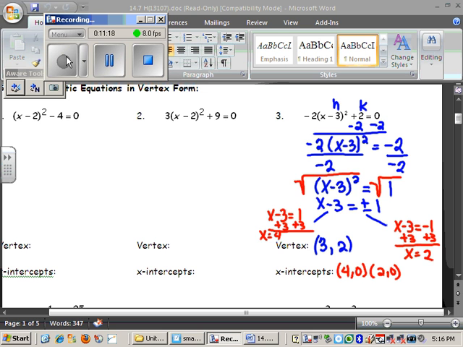Okay, here is the work for this equation, and you should have gotten your x-intercepts as (4, 0) and (2, 0), and your vertex should have been (3, 2). A couple things I want to point out before you pause the video and compare my work to yours, if you didn't get the same answer, is that when you subtract this 2 from both sides, don't be really quick to say that it's no solution until you have the quadratic portion isolated.